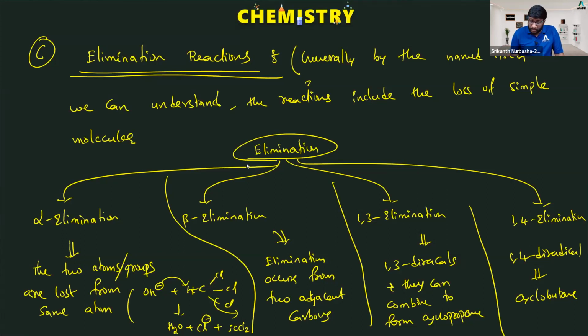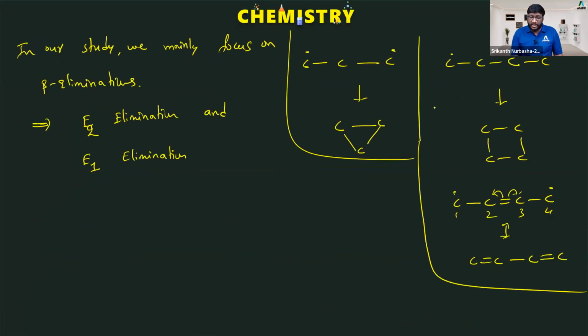That is not there in your syllabus. You don't need to worry, but just think of them as forming cyclopropanes and cyclobutanes. And if there is a conjugation, they form butadienes as well. So let us start with E2 and E1 eliminations.